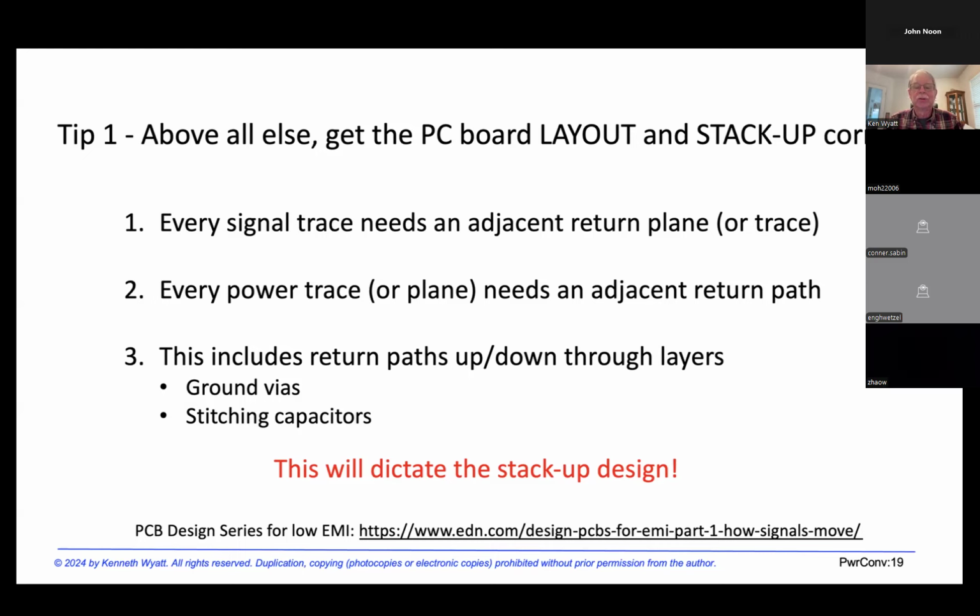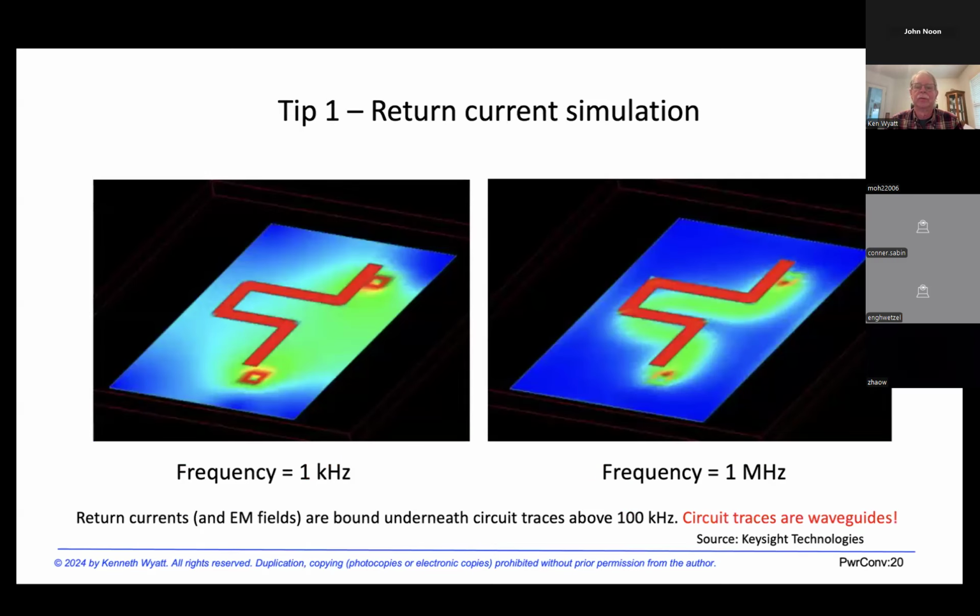But number three, this also includes return paths up and down through layers. If you're going from the top to the bottom layer, for example, we need a continuous path to trap that electromagnetic wave, and we use stitching vias or stitching capacitors to do that. Following these rules will dictate what the stack-up should be. I've got a series of articles in EDN magazine with details on how to do that and the physics of signal propagation.